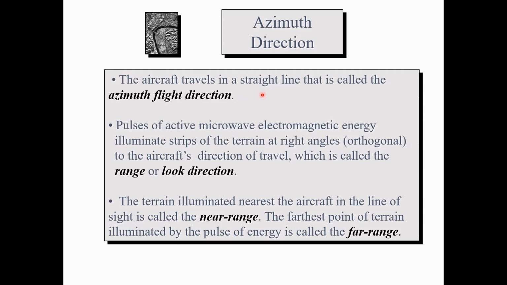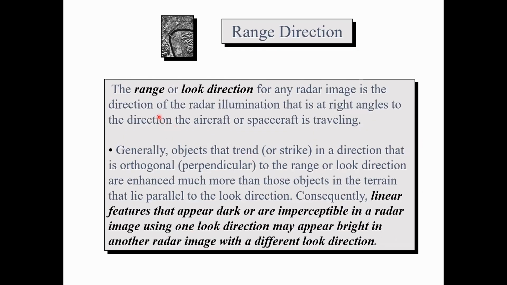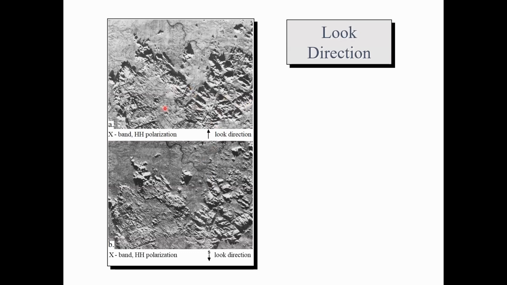Then the pulses of active microwave energy illuminate the terrain at right angles. So as it's moving forward, it's imaging perpendicular to that, which is the range or the look direction. You are moving in front, but you are looking 90 degrees away from your direction, and in that 90 degrees is where the imaging is done. Near range, far range, you already saw on the diagram, and the look direction we also saw in the images. For a particular image, its look direction is in this direction; you look at the position of the shadows. Here the look direction is the other way around, again judging by the shadows. The lighter side shows where the signal is hitting first, with their respective polarization.